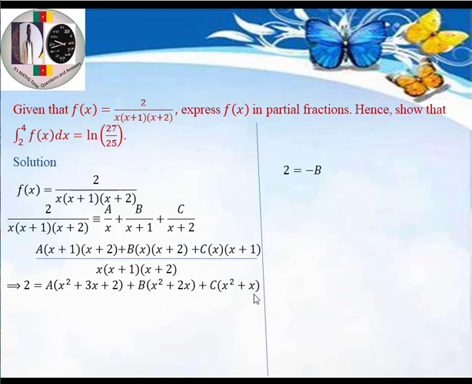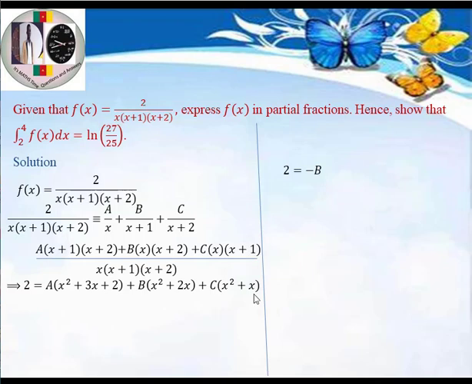If that is identical, then the corresponding coefficients or terms must be equal. The term in x squared on the right must be equal to the term in x squared on the left, the term in x on the right must be equal to the term in x on the left, and the constant terms must be equal as well. So we can go ahead and equate coefficients of the terms.